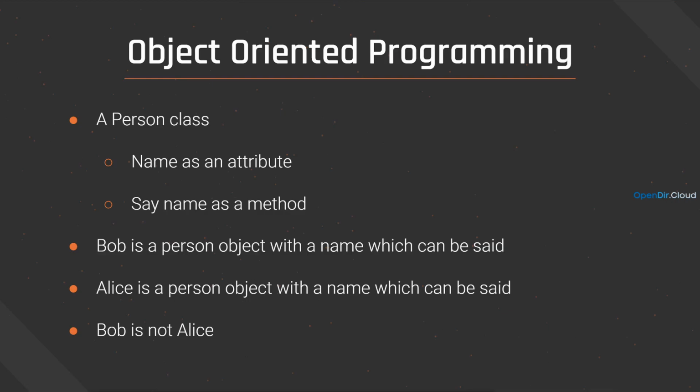So Bob would be a person object with a name which can be said, and Alice would also be a person object with a name which can also be said. And each instance is separate. So Bob is not Alice. However, both Bob and Alice are person objects.